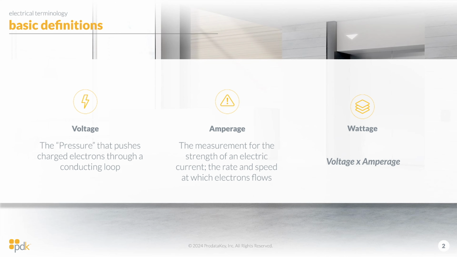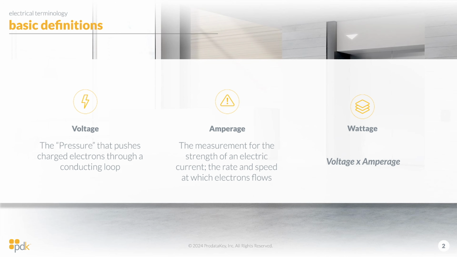Voltage is applicable to the electrons, which you can kind of think of as the water molecules in the pipe. So, again, voltage is that force, the pressure that pushes those charged electrons through a conducting loop, such as copper, which is most frequently what we are dealing with. Amperage is the measurement of how fast that water is moving, how fast those electrons are moving. So that is going to be the rate and the speed at which those electrons flow. So both voltage and amperage go hand in hand when we're talking about electricity.